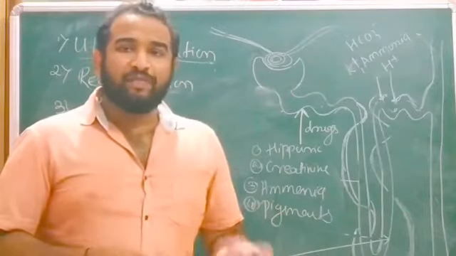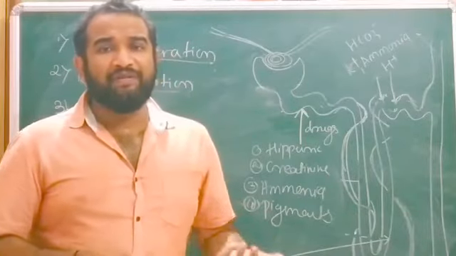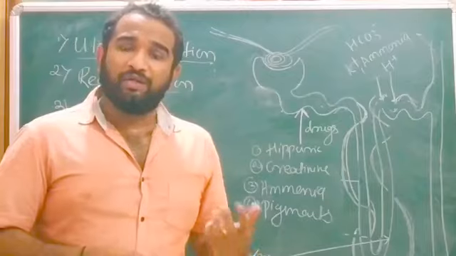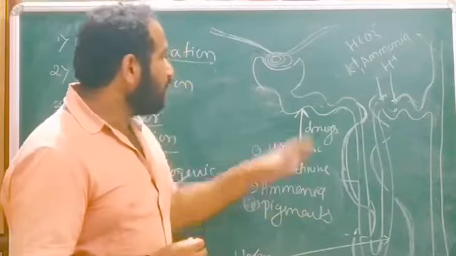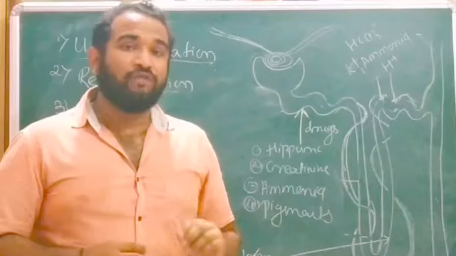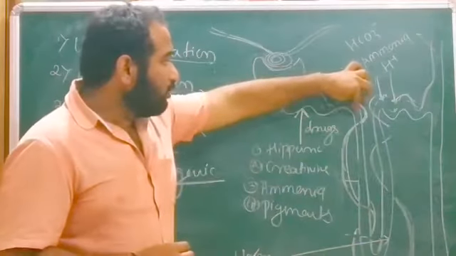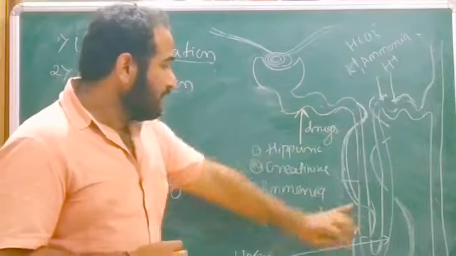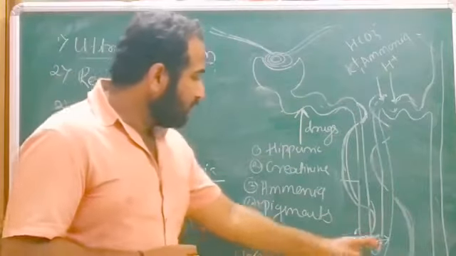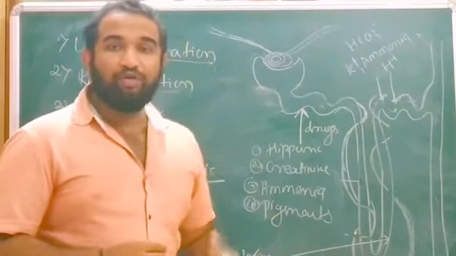Finally, pigments. There are different pigments like bilirubin, biliverdin, and urochrome, which gives the yellow color to urine. Those pigments are also secreted into the proximal convoluted tubule. So these are the things secreted in the PCT. Next is in the ascending loop of Henle.